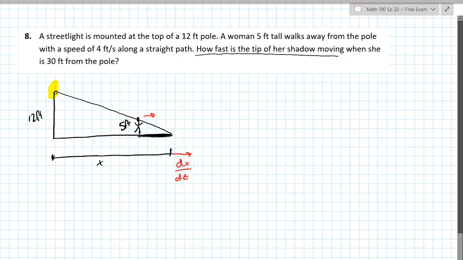But we do need some kind of variable for the distance that the woman is from the pole. So I'm going to call that y, because I know that dy/dt is equal to 4 feet per second. So now I can write the length of the shadow in terms of x and y. So the length of the shadow is x minus y.